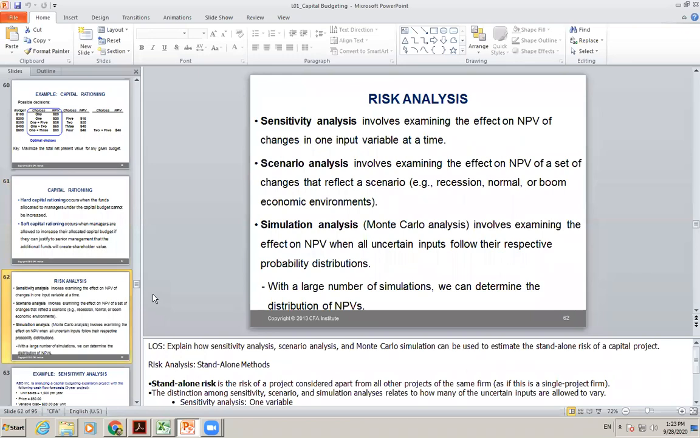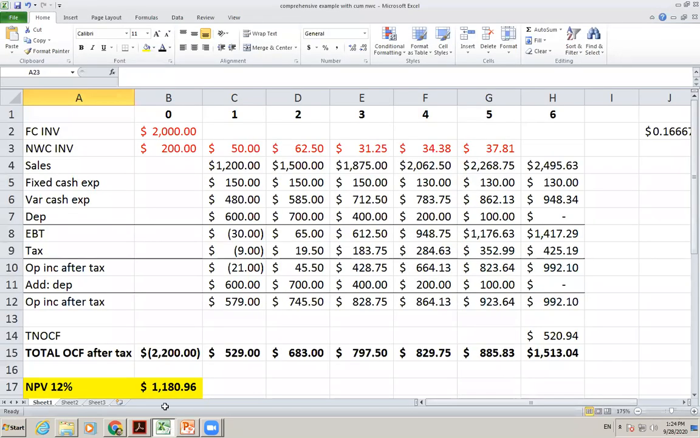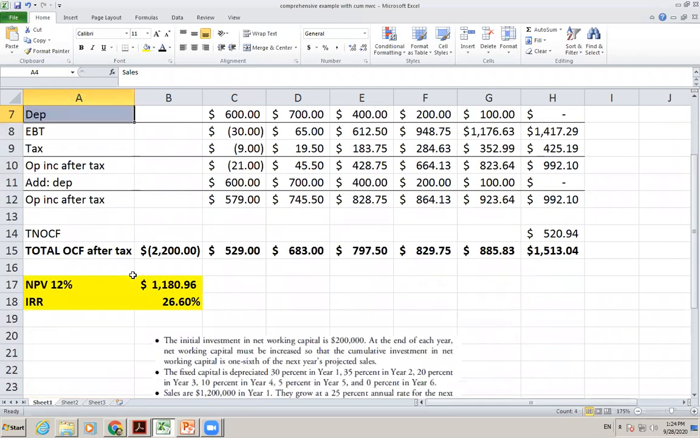Risk analysis. Risk analysis has three parts: sensitivity analysis, scenario analysis, and simulation analysis. Sensitivity analysis involves examining the effect on NPV of changes in one input variable at a time. So you change one variable. By variable, I mean you have sales, these are the variables, okay? You have, let's say, 4 variables. What if you change one variable? What will happen to your NPV?